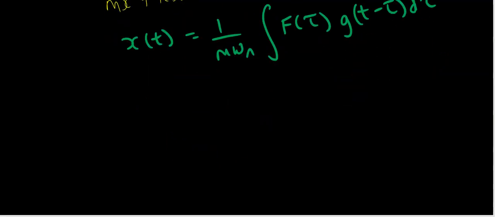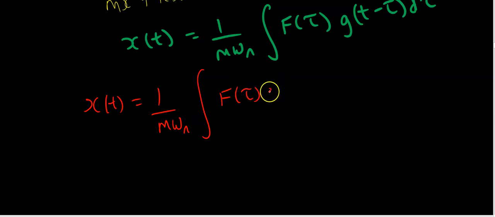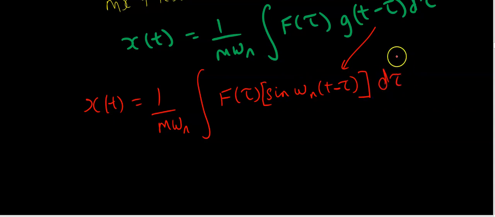And if I rewrite that, and this is something you need to learn, it just becomes 1 on m omega n, the integral of F(tau) sine omega n (t minus tau). That's what g(t minus tau) means; it's this sine term that you're looking at here, d tau. And we integrate that between limits 0 to t.